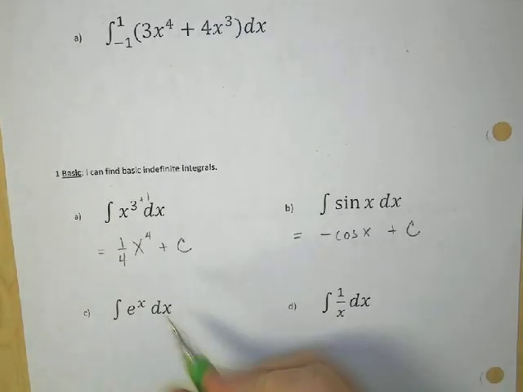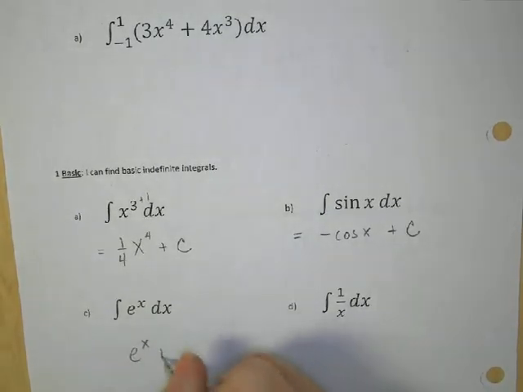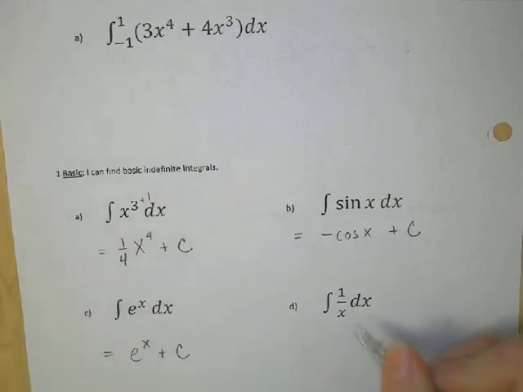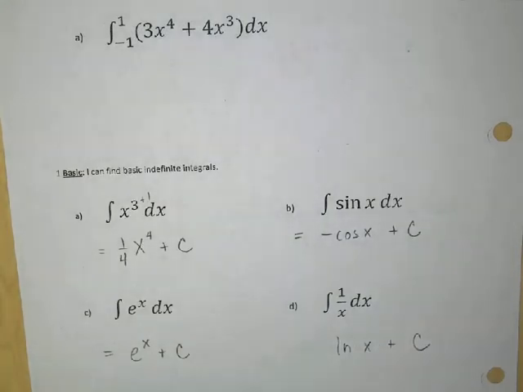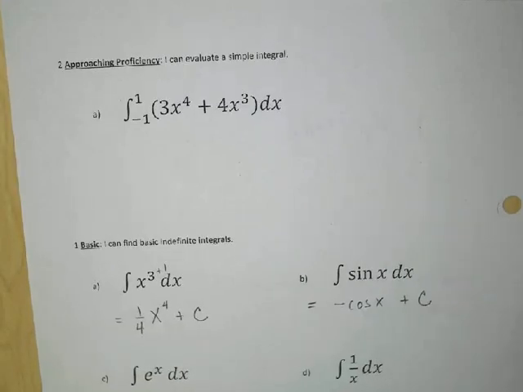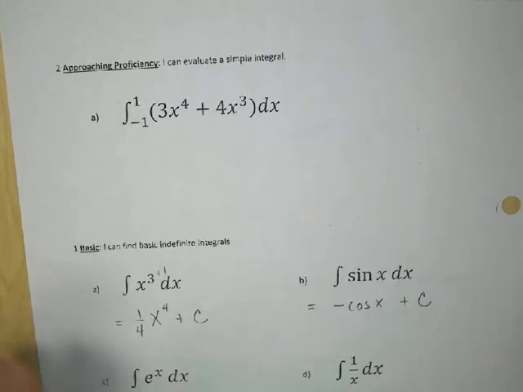e to the x is still e to the x. And 1 over x is natural log of x. Okay, again, these are all on the formula packet, your basic derivatives. So hopefully everybody can do that. All right, next one. We need to evaluate this one.